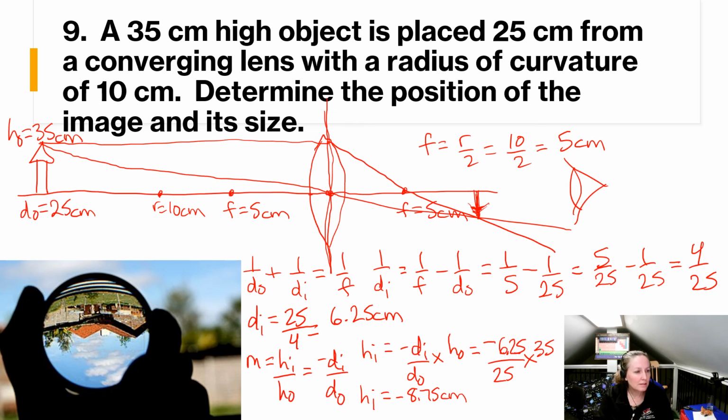Okay, so there is where your height of the image is, and the negative is indicating it's upside down. Okay, inverted is what it's called. Now we can also get the magnification. I've run out of room, but there's not much more to do. Height of the image, negative 8.75, all over height of the object, 35. I punched that into my calculator and got a value of negative 0.25. So it's a quarter the size of the object and it's upside down.